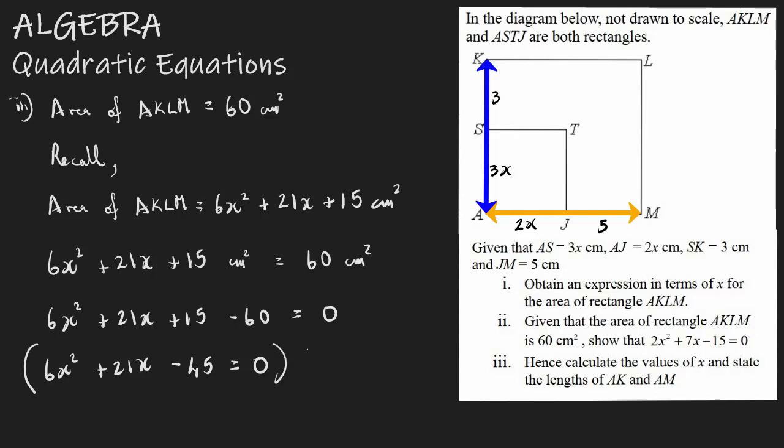Dividing my equation by 3, 3 into 6x squared, that is equal to 2x squared. 3 into positive 21x, that is equal to positive 7x. 3 into negative 45, that is equal to negative 15. That is equal to 3 into 0, that is equal to 0. Therefore, we have shown that the area of rectangle AKLM is equal to 2x squared plus 7x minus 15 is equal to 0. And that is my answer.